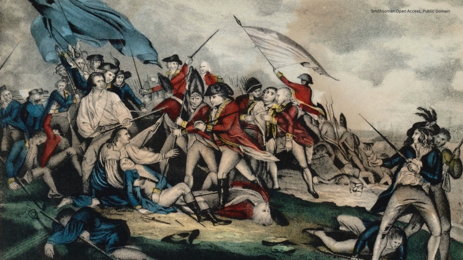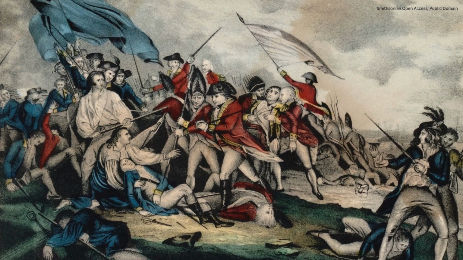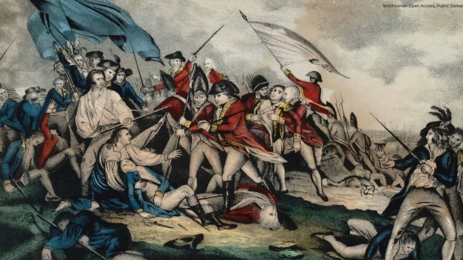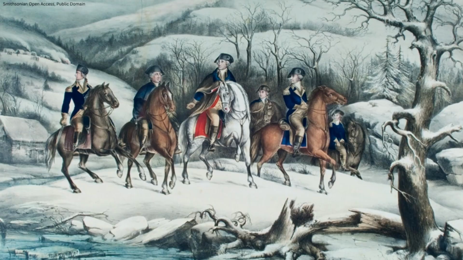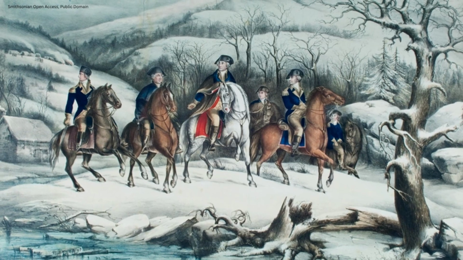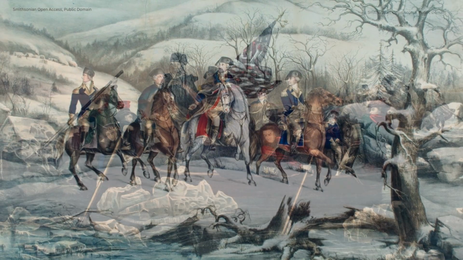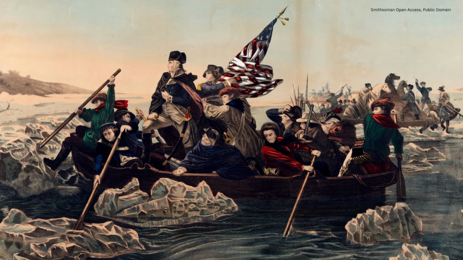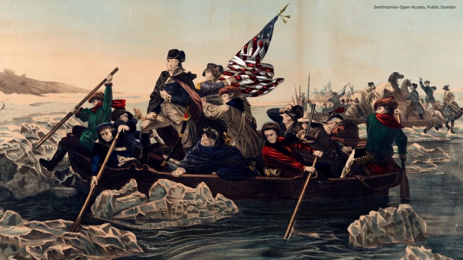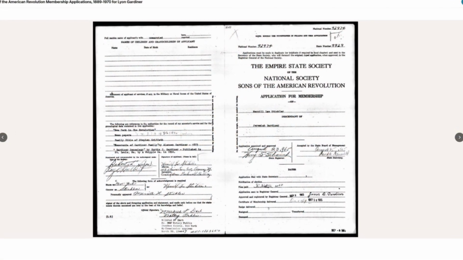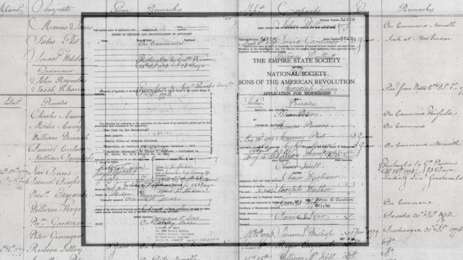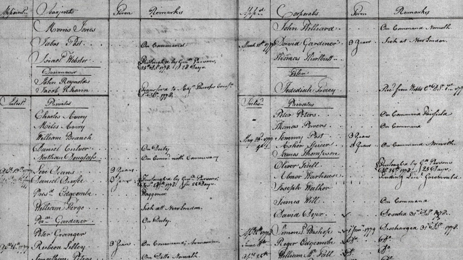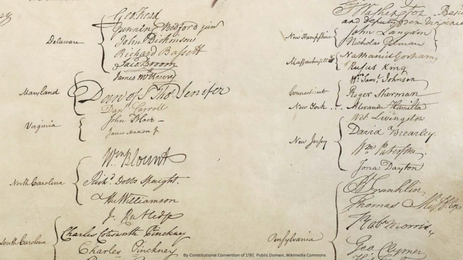Have you ever wondered if one of your ancestors fought in the American Revolution? When I first began exploring my husband's colonial family history, I discovered a treasure trove of documents on Ancestry that link modern families to the earliest patriots who helped shape America. One of the most valuable resources is the Sons of the American Revolution membership applications collection. Today I'm going to show you how to find these records, understand what they mean, and use them to trace your own Revolutionary War ancestors.